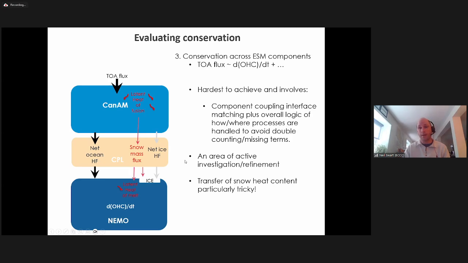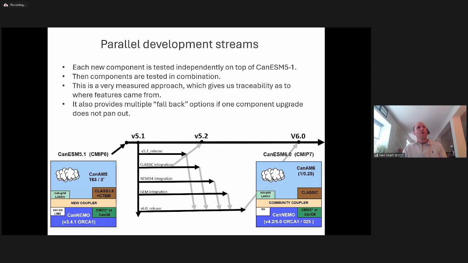But that's what we spend a lot of time on. So as we've added these new components that I was talking about, and that various previous presenters have spoken about, we do this in a parallel way. So we started with CanESM 5.1, and on top of that, we do CanESM 5.1 and then only add Classic, or only add NEMO 4, or only add the GEM dynamical core. And then we independently combine all those things together so that they're all wrapped up.